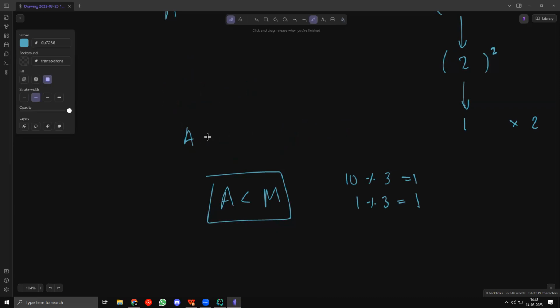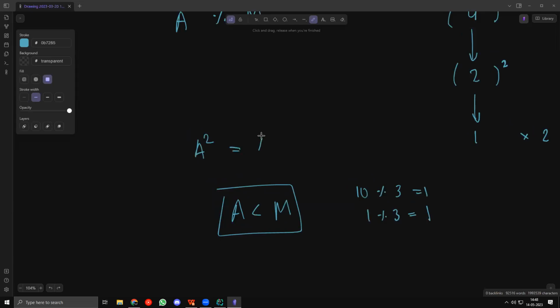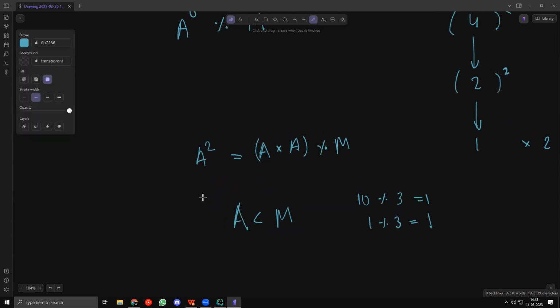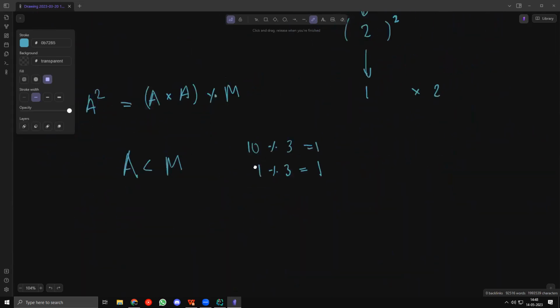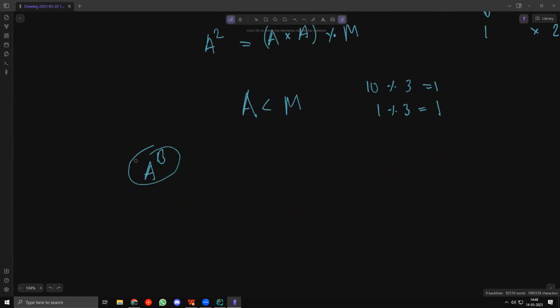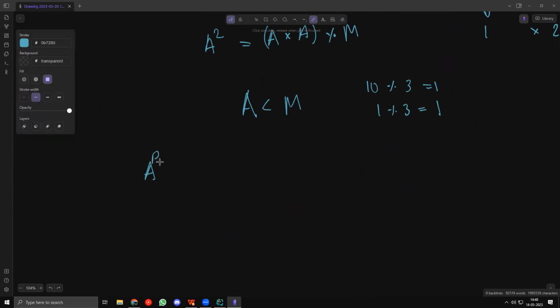Okay. So if you have a square, this is just equal to a into a modulo m. And that's it. This is a square, right? And guess what? Our entire modulo thing also applies for a to the power of b, right?